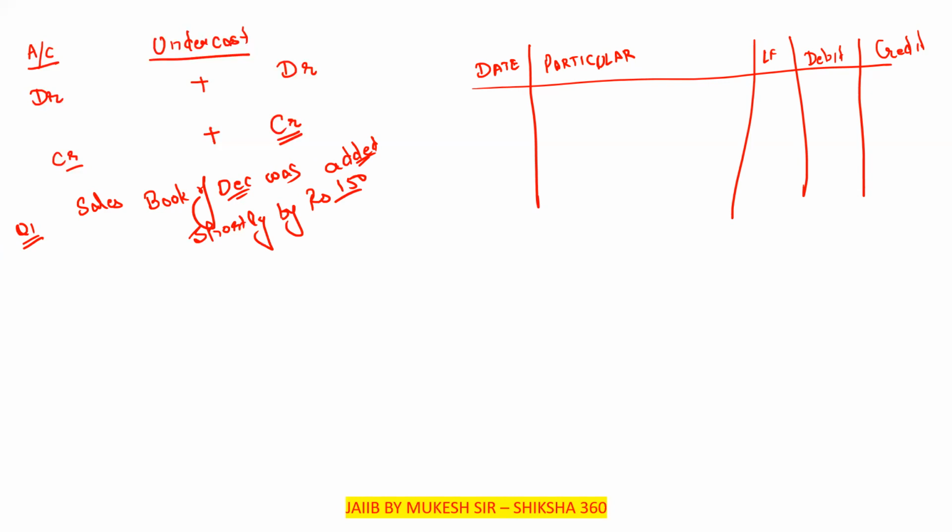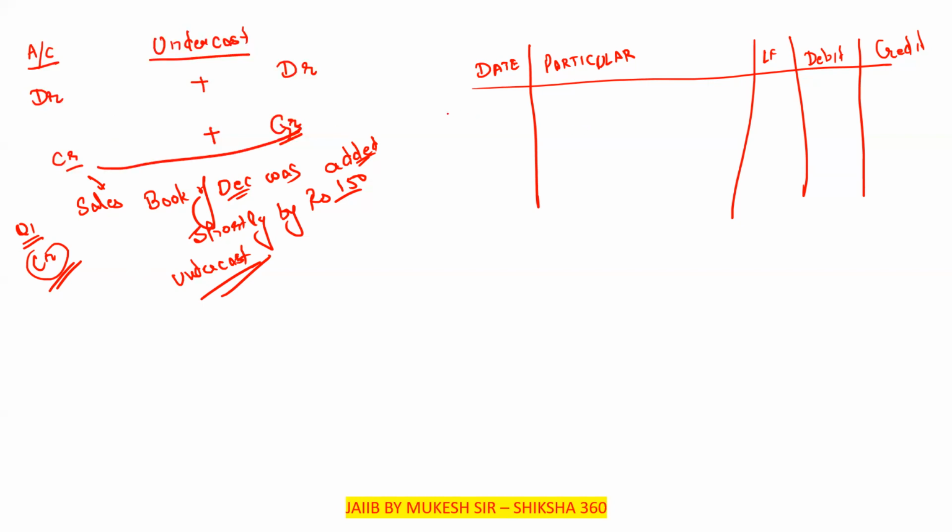Here the sales book is always credited. It is added short, so that is an undercast. In the case of undercast, we have to add more.